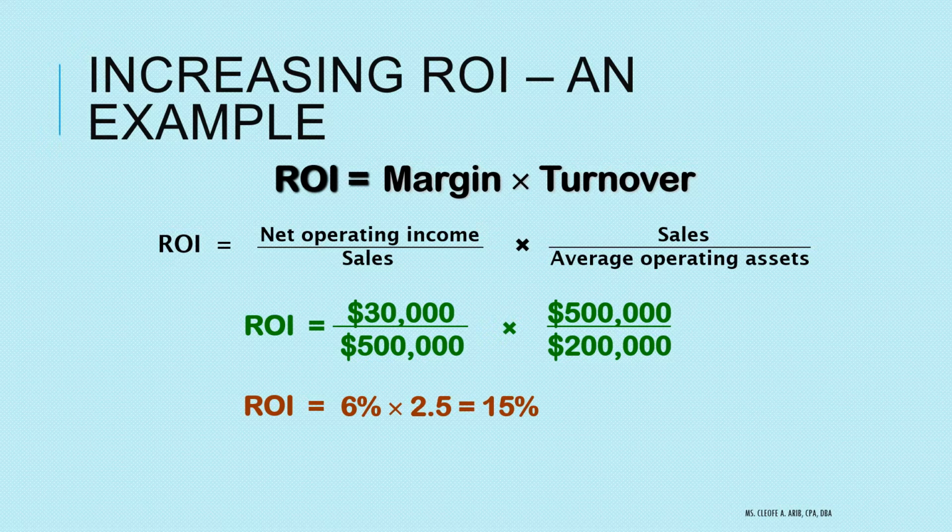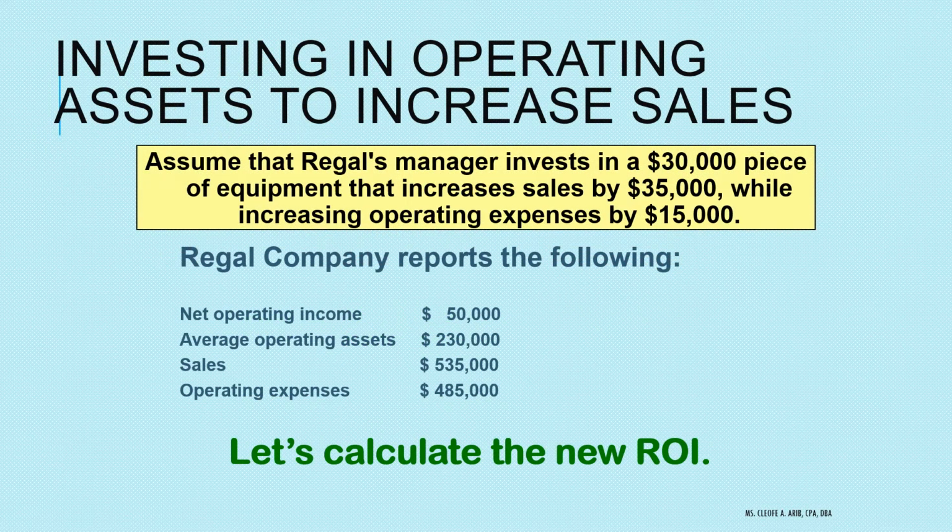Or, when you compute your margin is 6%, while your turnover is 2.5. So, when you multiply 6% by 2.5, we get 15%. Or yun nga, yung shortcut is 30,000 divided by 200,000. So, as we have computed, the current ROI for Regal Company is at 15%.